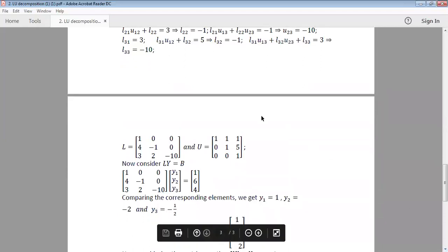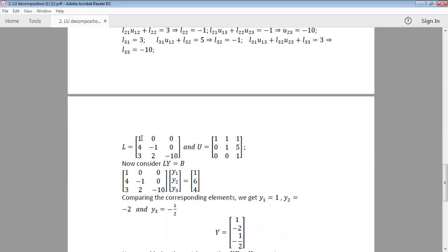Now we know the lower triangular matrix and the upper triangular matrix. L equals: L11 value is 1, so 1 0 0. L21 value is 4. Next L22 value is -1, 0, then 3 2 -10. This is the lower triangular matrix. And the upper triangular matrix is 1 1 1, 0 1 5, 0 0 1. Right? Now we know the decomposition of A.